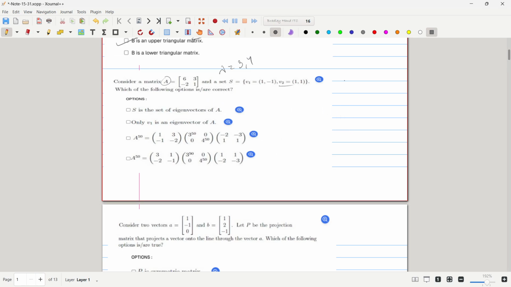So for finding the eigenvectors, the formula is AB is equal to lambda B. Okay. So 6, 3, minus 2, 1 into x1, x2 is equal to, what is lambda? Lambda is 3 and x1, x2. So 6x1 plus 3x2 is equal to 3x1 and minus 2x1 plus x2 is equal to 3x2.